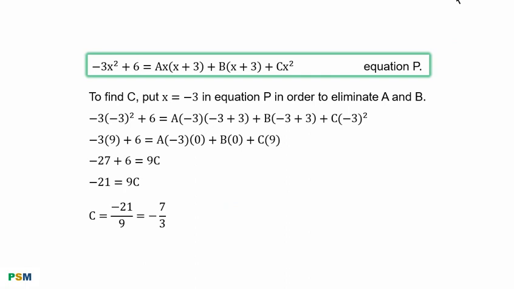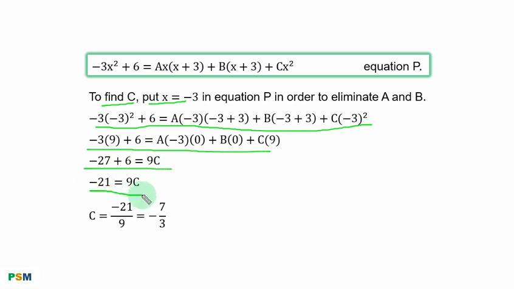In the same equation P, we can find C by putting s equal to minus 3 in order to eliminate A and B. This is equation P. Replace s with minus 3. When you simplify, you have this result, followed by this and this. Divide both sides by 9 to get C. C becomes minus 7 over 3 in simplest form.